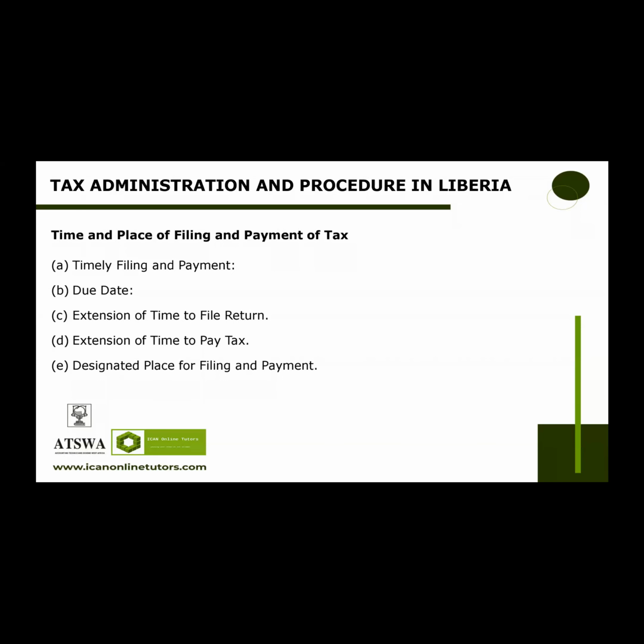So, taxpayers residents or domiciled outside Liberia who are required to file a tax return or make a tax payment may file return or make payment at the place designated by the ministry for receiving returns in their country of domicile or in the ministry office in Monrovia. If no location is designated, the place of filing is in the ministry office in Monrovia.